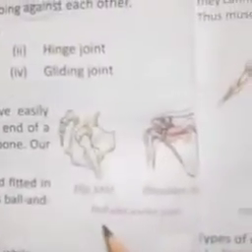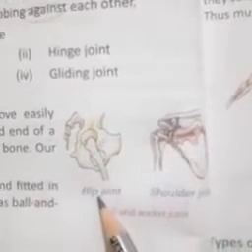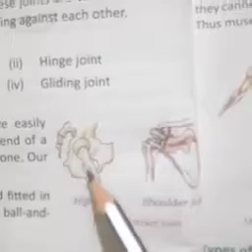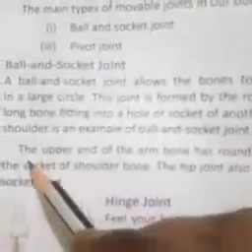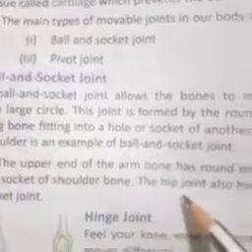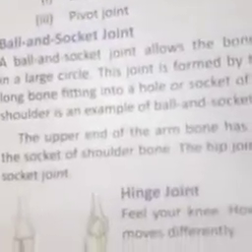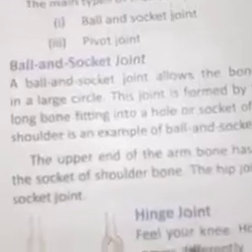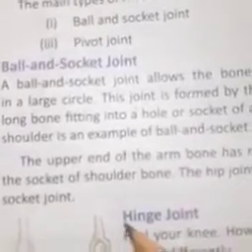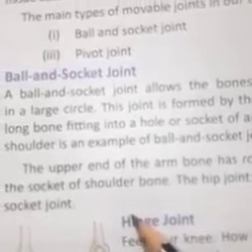Look at the picture. Ball and socket joint, hip joint and shoulder joint. The hip joint is also an example of a ball and socket joint. The upper end of the arm bone has a round end fitted in the socket of the shoulder bone. Ball and socket joints are joints in which the round end of a bone fits into the cavity of another bone. The hip joint is a ball and socket joint.